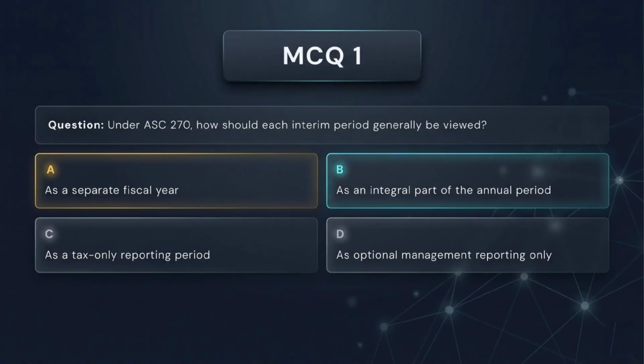MCQ 1 tests the main philosophy of ASC 270. The question asks how each interim period is generally viewed. Think about whether a quarter stands alone like a separate fiscal year or whether it is part of the full annual reporting period. This choice drives estimates, allocations, and year-to-date true-ups. Lock your answer before reviewing the explanation.